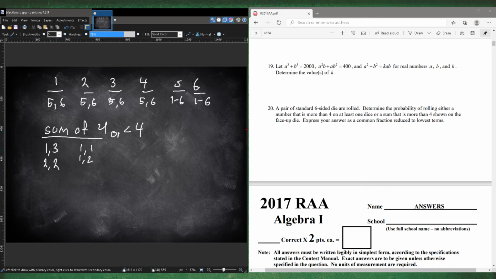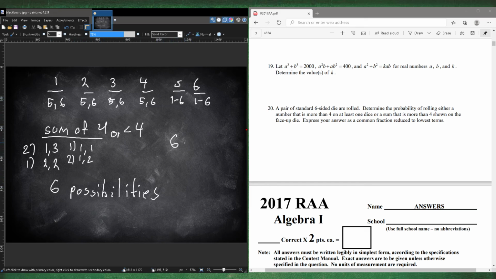So that would be 1, 3, or 3 and 1, so there's 2 here. And 2, 2 is just one possibility. 1, 1 is one possibility. And 1, 2, or 2, 1, that's two possibilities. So that's 2, 3, 4, 5, 6. So there's 6 possibilities that don't work. So if 6 don't work, how many possibilities are there in total?